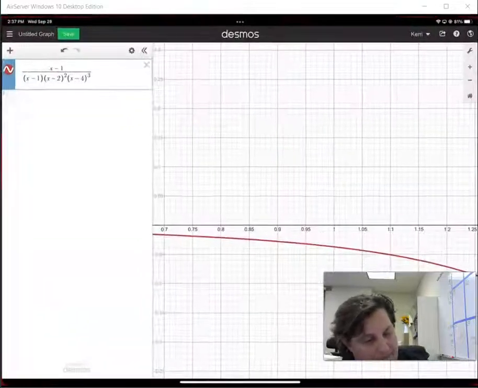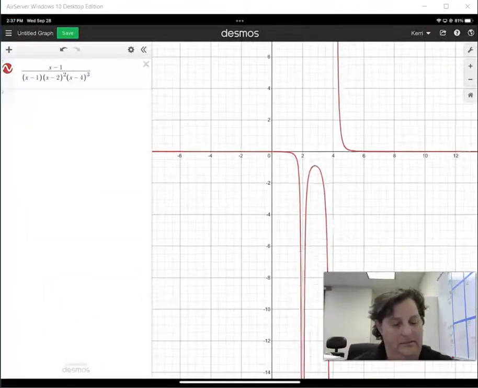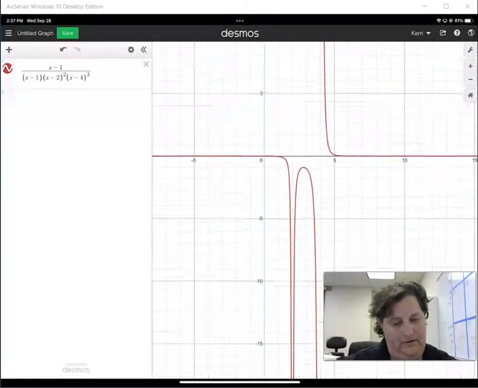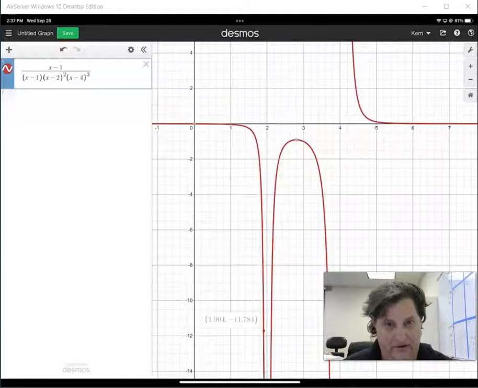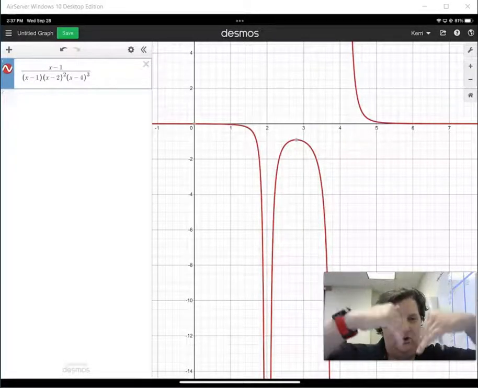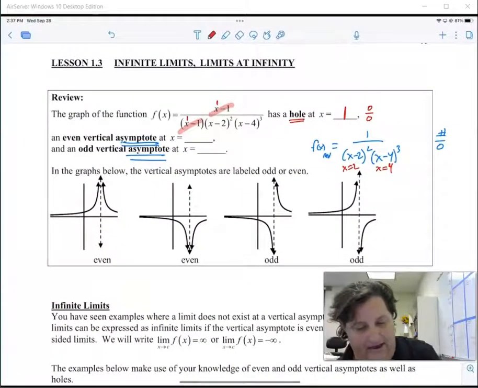Now look at what's happening. Let's go back here. At 2, think about our limits. As I'm approaching 2 from the left, it's going down. As I'm approaching 2 from the right, it's going down. But you see how the things are going in the same direction? That is called an even asymptote.